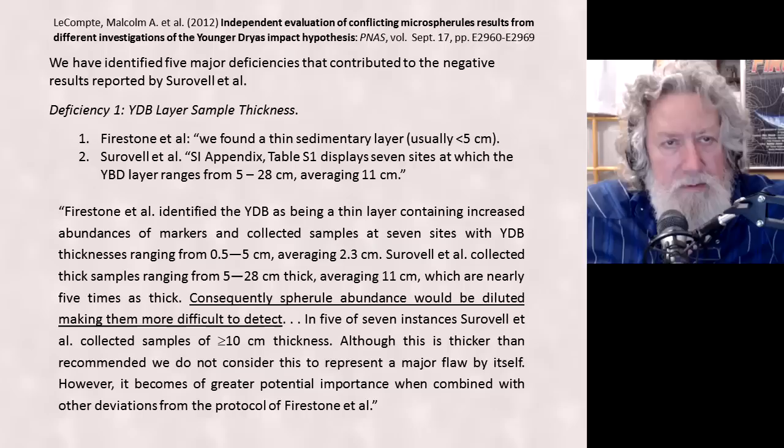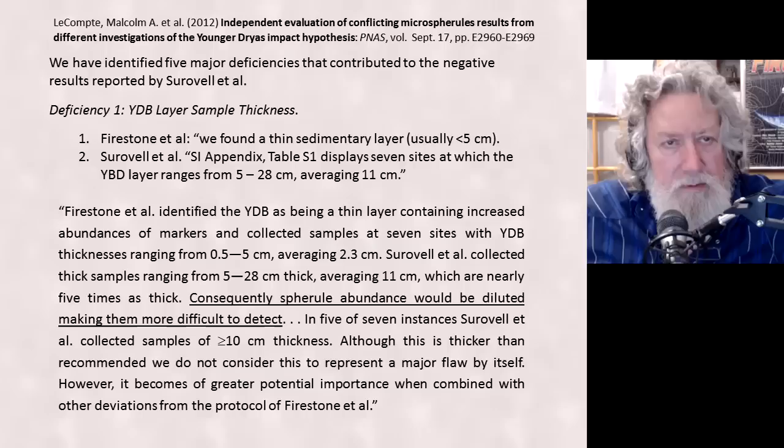So if we go through some of the inconsistencies here. The first thing they did was that they found what they said were five deficiencies in the Surovell protocols. So here's what the LeCompte team says.